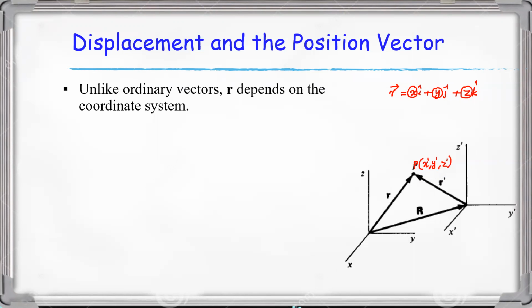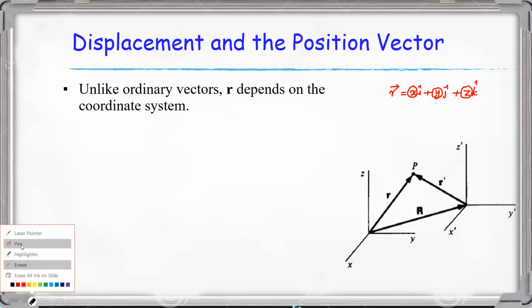Consider this one. Here are two coordinate systems. The first coordinate system is our previous one, xyz, and the second coordinate system is x dash, y dash and z dash. What is a position vector? Position vector is a vector drawn from the origin of a coordinate system to that point.